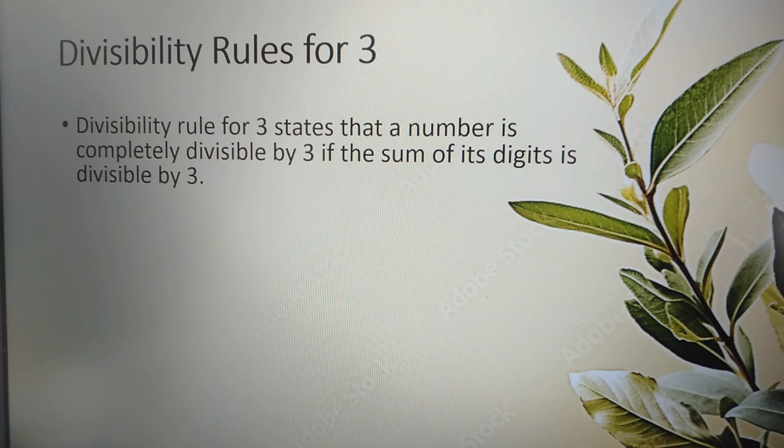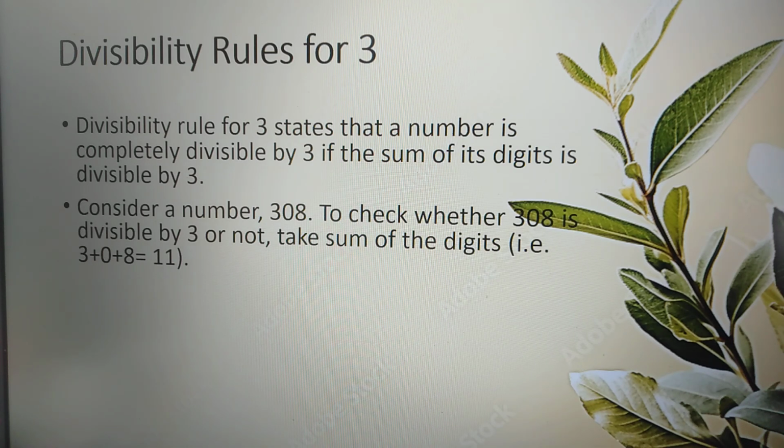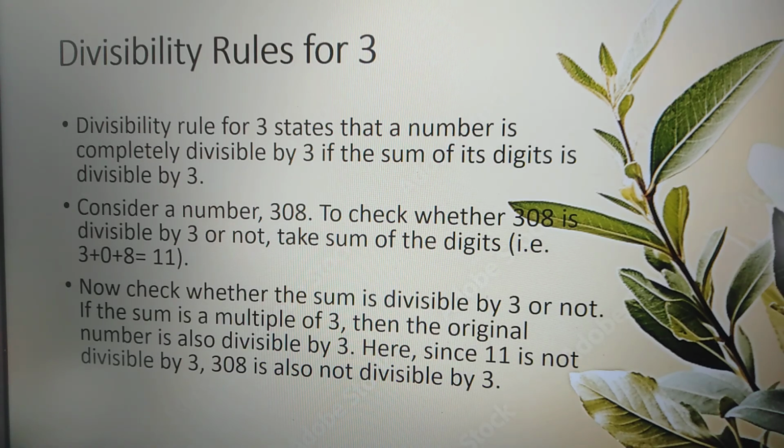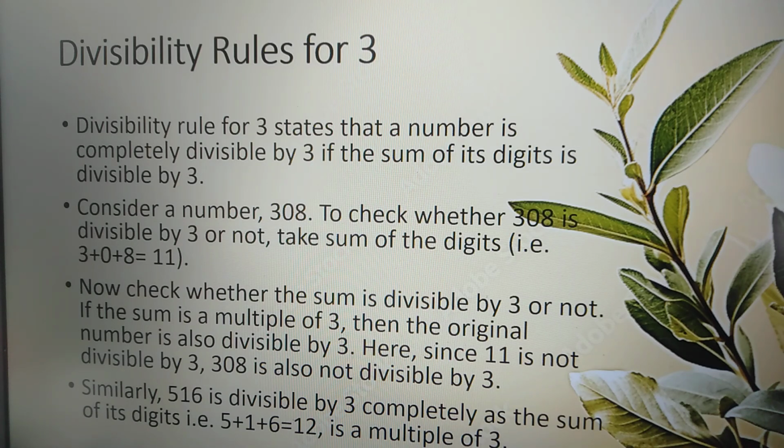Divisibility rule of 3. The divisibility rule for 3 states that a number is completely divisible by 3 if the sum of its digits is divisible by 3. For example, 308. We add 3 plus 0 plus 8, which equals 11. 11 is not divisible by 3, therefore 308 is not divisible by 3. Next is 516. We add the digits 5 plus 1 plus 6, which is 12. Therefore, 516 is divisible by 3.